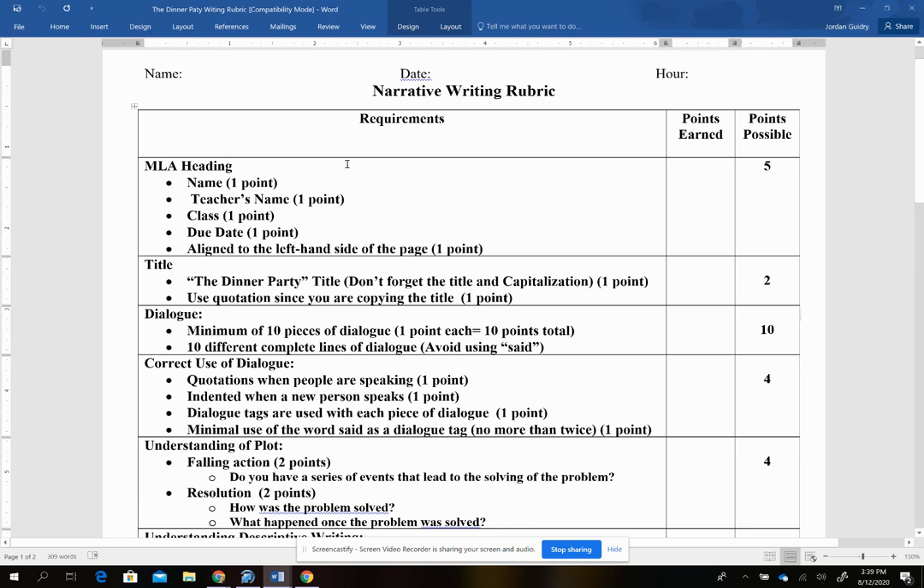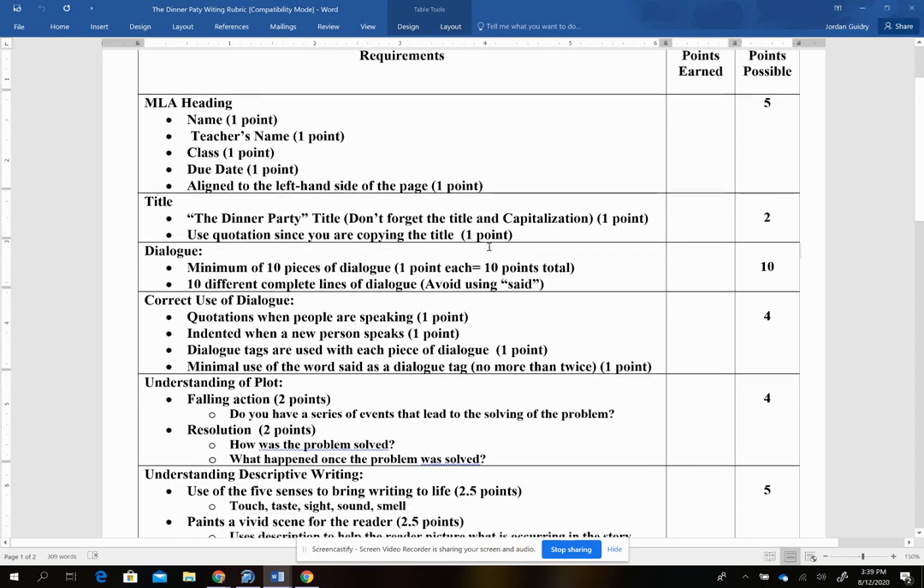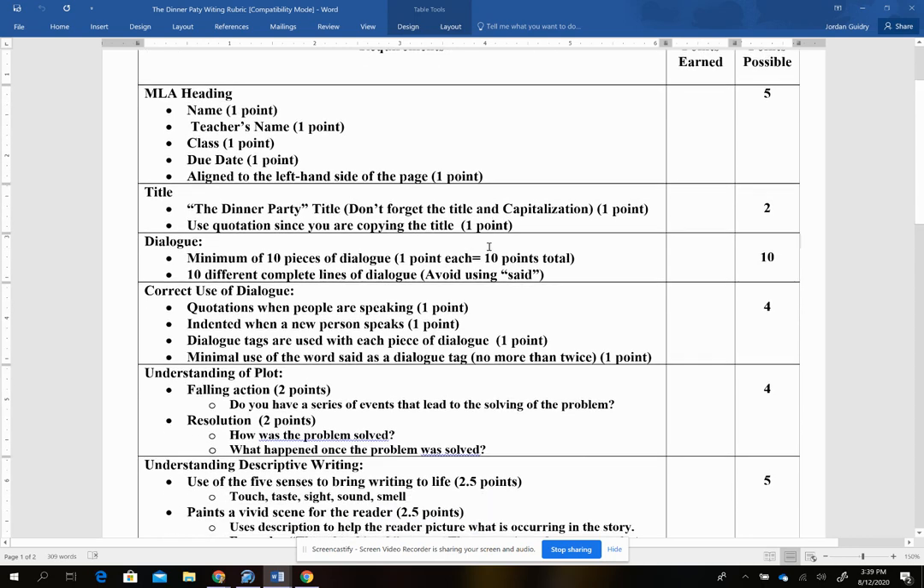First is your MLA heading. You're going to get 1 point for having your first and last name, 1 point for having your teacher's name, a point for putting your class, due date is 1 point, and then a line to the left-hand side of the page is 1 point. For having the title, The Dinner Party, and remember, don't forget to put the correct title and capitalization is 1 point, and using quotations since you're copying the original title to the story is also 1 point. So that's a total of 2.